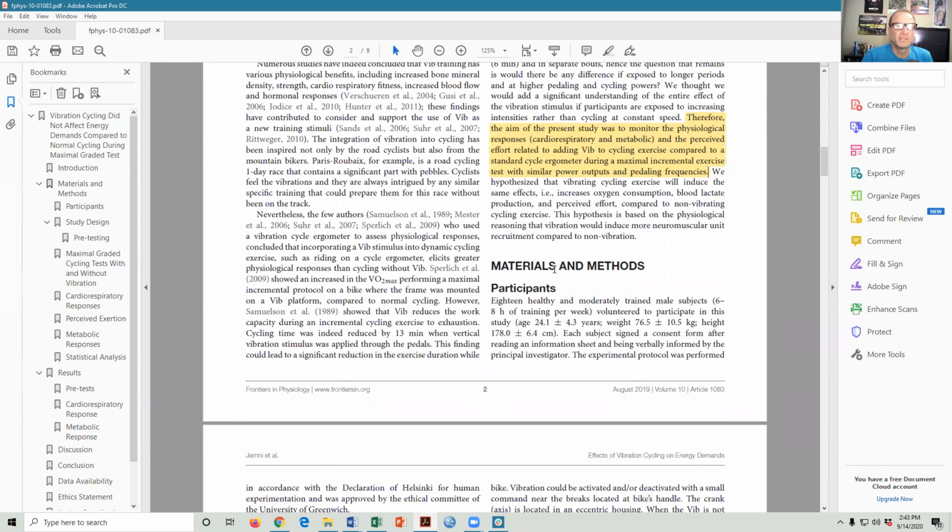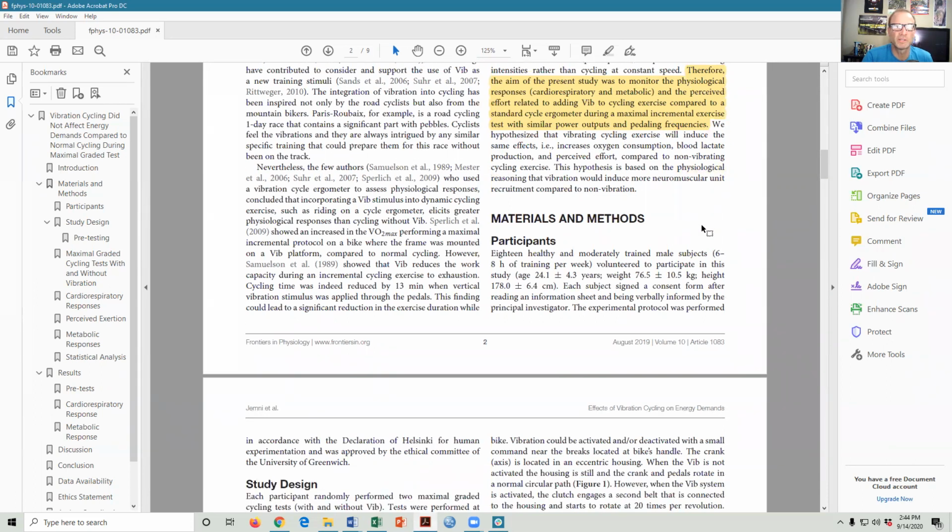The next section describes the experiment, but I'm actually going to skip over that because that purpose statement tells me what the experiment should be. It's 2 graded exercise tests, one with vibration and one without vibration. I am curious as to how they're delivering the vibration, but that's a detail right now. And then they're going to measure VO2, heart rate, most likely, and then RPE. And then they're going to compare those parameters between the 2 conditions, okay? So that's what the experiment should be.